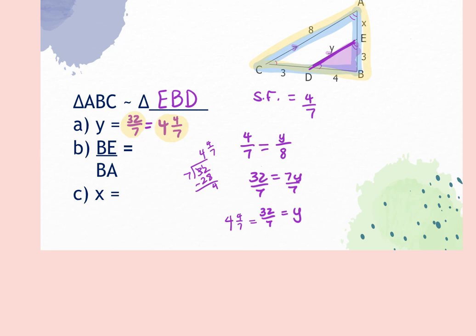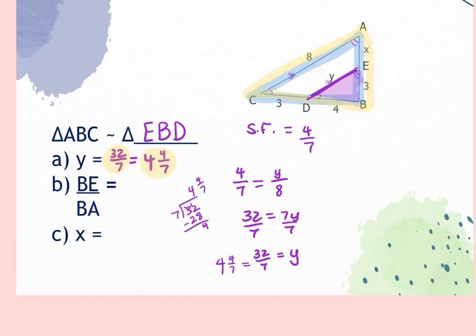Okay, so then B goes back to the side lengths. BE over BA would equal what? Two side lengths. There's 2 pairs here. BD over BC and what's the other one? We just used them, right? The Y and the A. So DE and CA or AC.